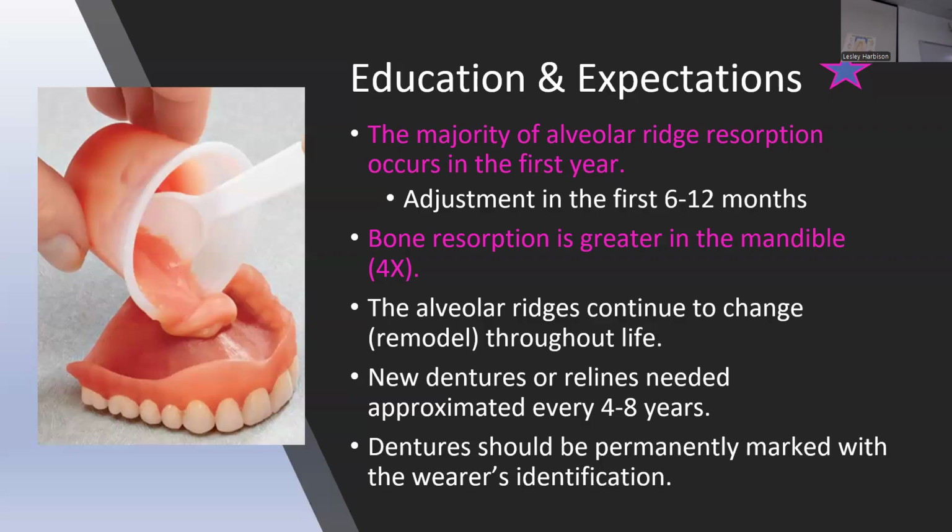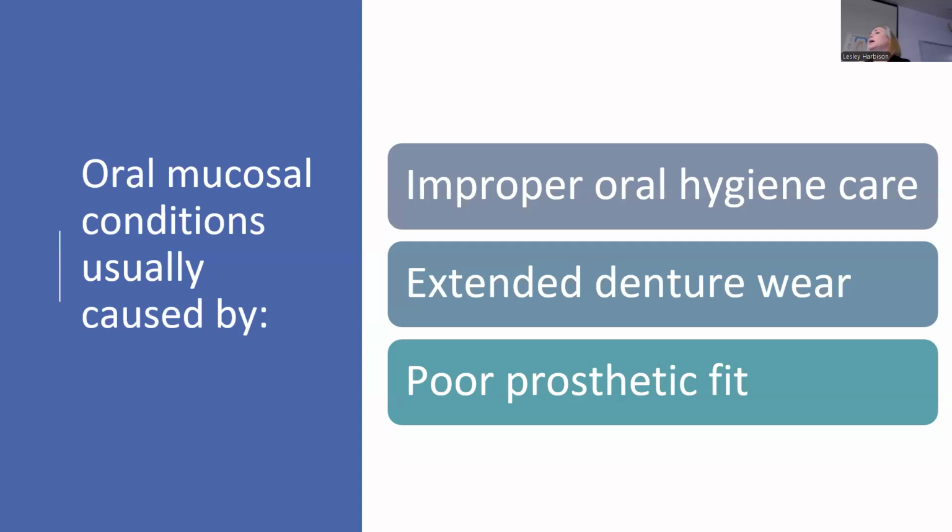And then dentures should be permanently marked with the wearer's identification. That's super important if they're in a nursing home or assisted living, but it's not a bad idea even if they just live at home. Because what if something happens? What if they have a stroke and go to the hospital or something like that? So having identification on a denture is a really good idea, no matter how old they are.